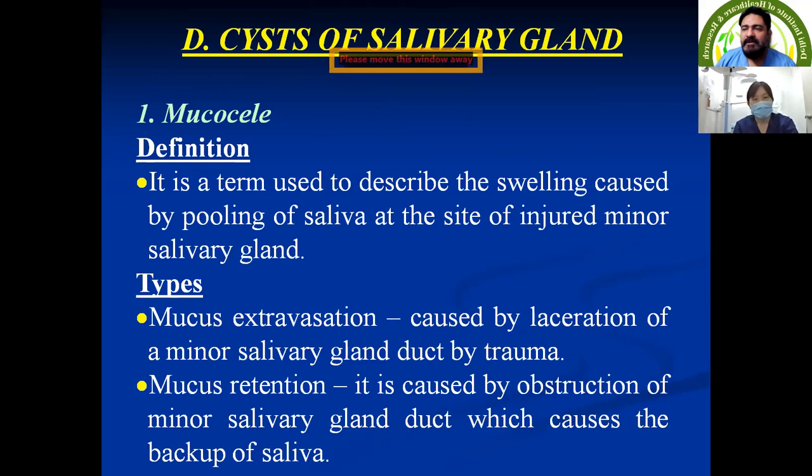Next is cyst of salivary gland. So cysts are number one. These are the things you commonly encounter in your practice. Mucocele. Definition: it is a term used to describe the swelling caused by pooling of saliva at the site of an injured minor salivary gland. Types: mucus extravasation and mucus retention. In mucus extravasation, it is caused by laceration of a minor salivary gland by trauma, and in mucus retention, it is caused by obstruction of a minor salivary gland, which causes the backup of saliva.